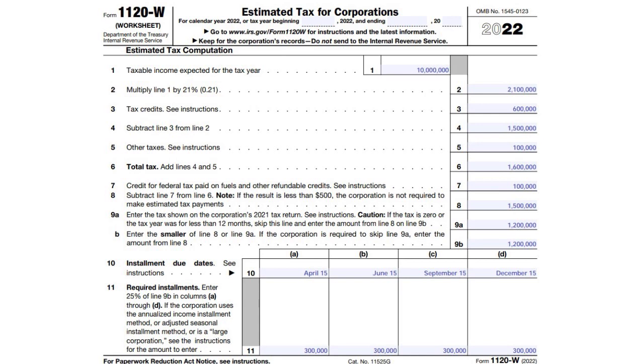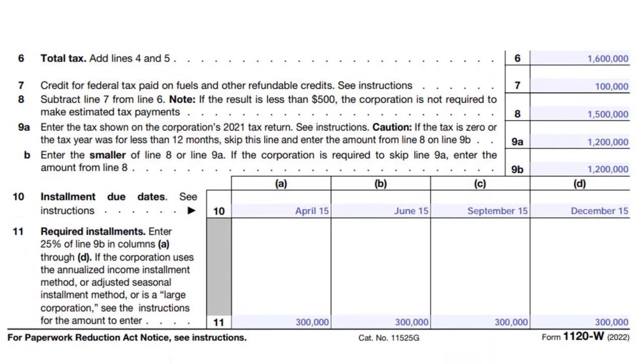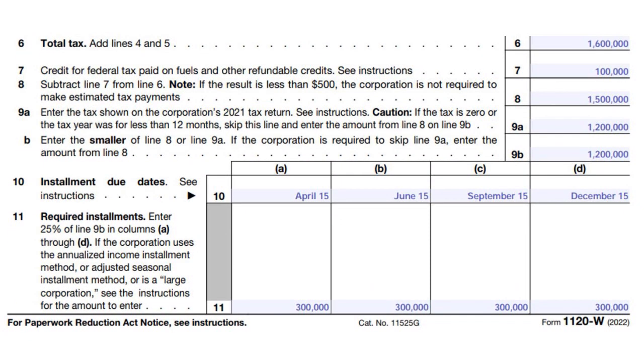And other taxes, if applicable, for this hypothetical situation, we put $100,000. So when you calculate the total tax, on line six, you have 1.6 million. And if there's any credit for federal tax paid on fuels and other refundable credits, we have put 100,000. So the total tax due here is 1.5 million.